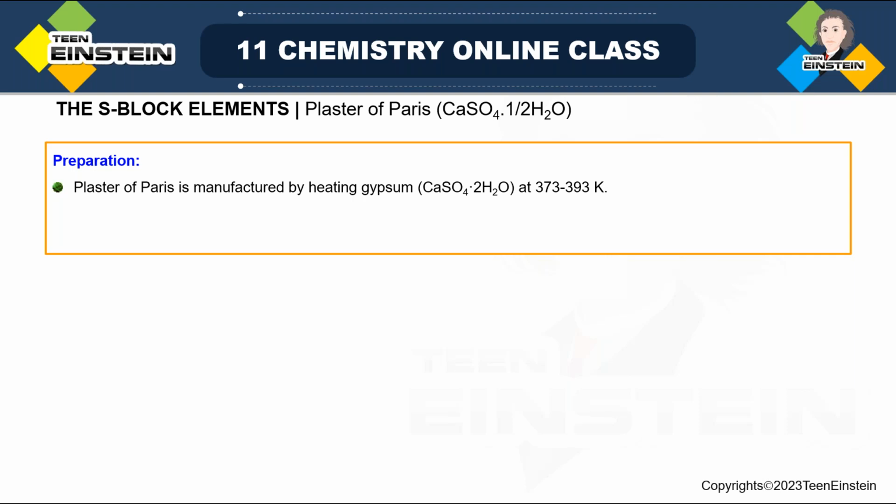The next calcium compound is plaster of Paris. Look at the formula: calcium sulfate with half a water molecule. Now this is very unique. If you change this half to some other value, it will no longer be plaster of Paris. Only when you write half a water molecule for one molecule of CaSO4 does it become the formula for plaster of Paris. So how can we prepare it? We can prepare it by heating gypsum. The formula for gypsum is similar to plaster of Paris, but look at this value: it is 2 water molecules per CaSO4. When the number of water molecules changes, the compound itself and its name also change.